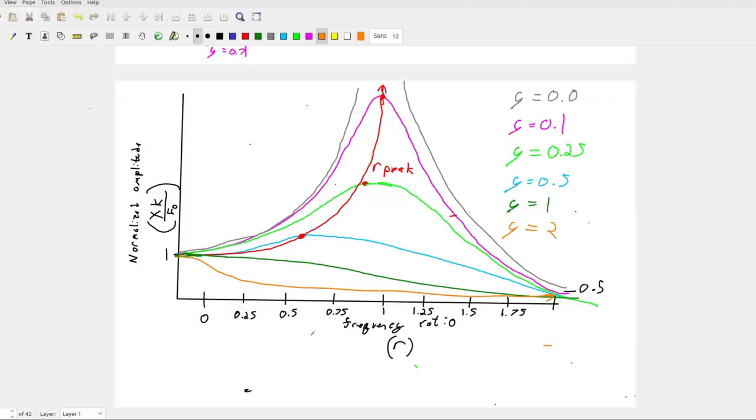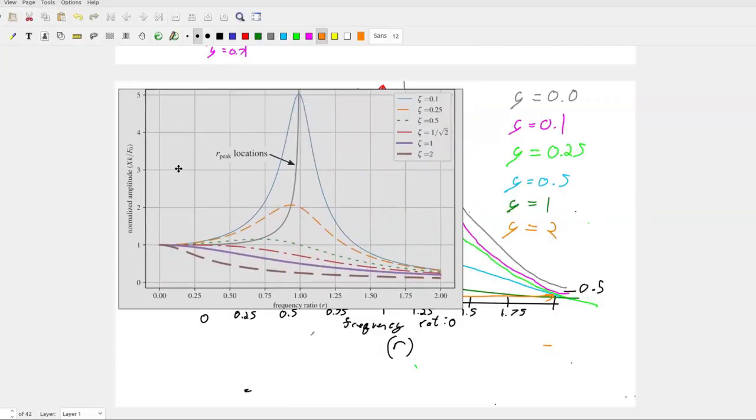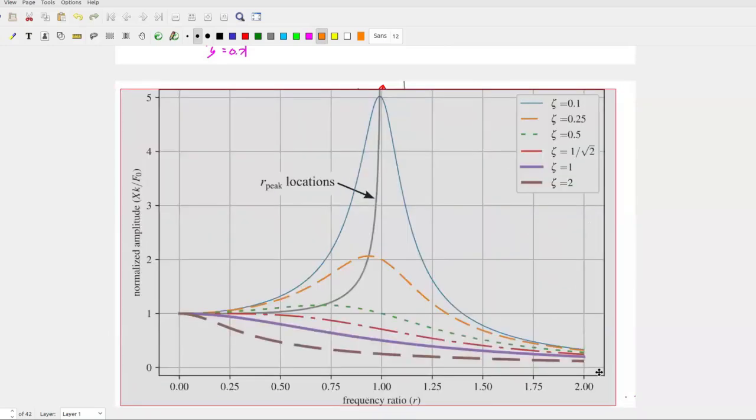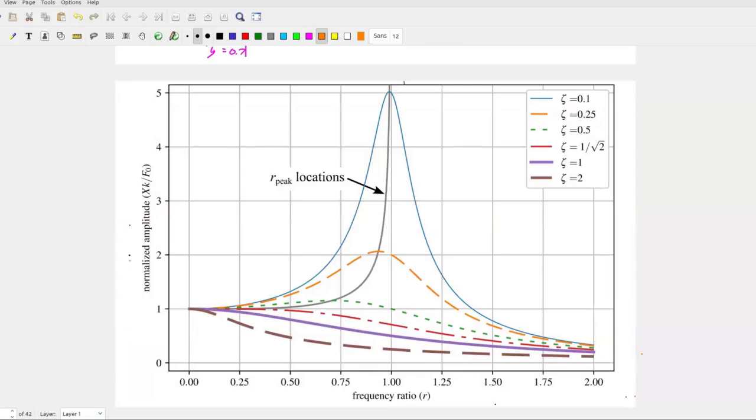You know, conceptually, it's close. So there is our conceptual plot that we kind of redrew. You have an R peak location that goes up the middle. You've got high damping, greater than zeta is 1. And then you have a special case, which is 1 over the square root of 2, which we will talk about. Which we haven't talked about, I guess.